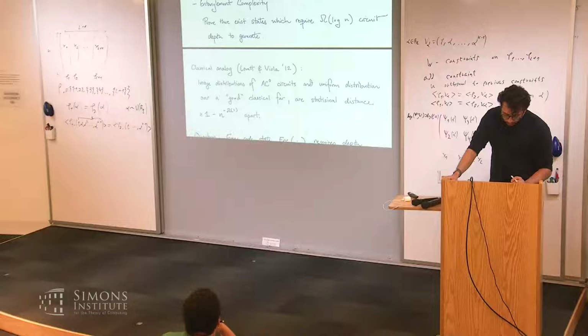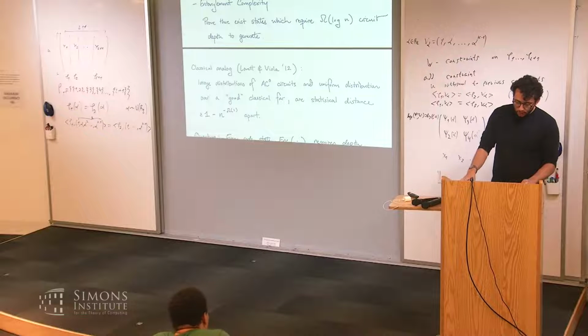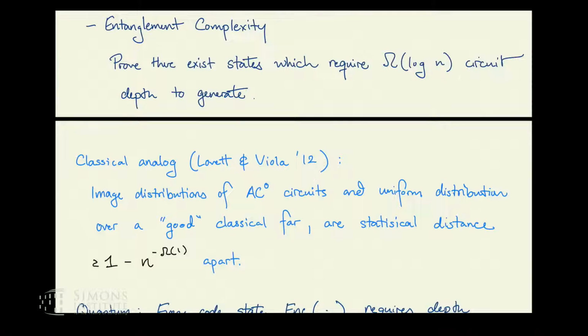So there's a classical analog to this idea that states have complexity, which is that the uniform distribution over a good code, and I won't exactly specify what good means, and all the possible image distributions of AC0 circuits, so short circuits of arbitrary fan-in, are statistically very far apart. So you could never have generated the uniform distribution over a code via a short AC0 circuit. And this actually is a stronger statement than the encoding depth of any classical code. Because if you could encode in short depth, then you can also generate the uniform distribution just by pushing randomness through an encoding circuit. So it's a slightly stronger statement.